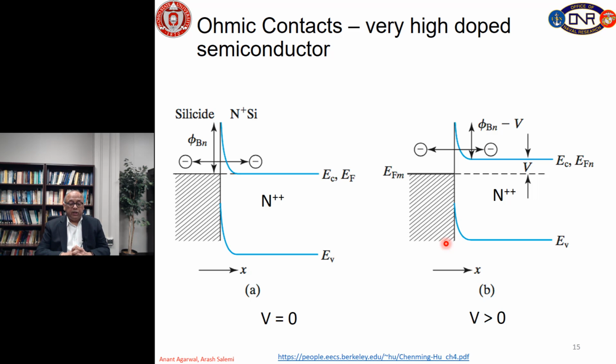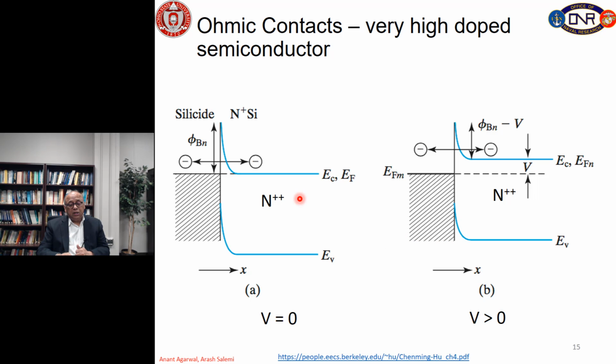Then we come to the ohmic contacts. Ohmic contacts, if you remember from the first slide, are the ones that allow current flow in both directions, for positive voltage and for negative voltage. So, in that sense they are different from Schottky diodes. Schottky diodes are also called rectifying contacts because they conduct current in one direction and do not conduct in the reverse direction.